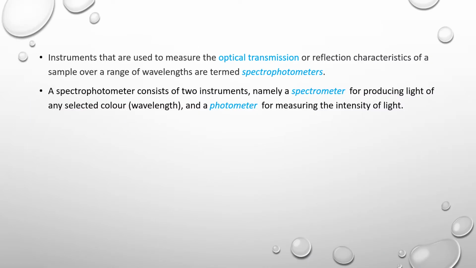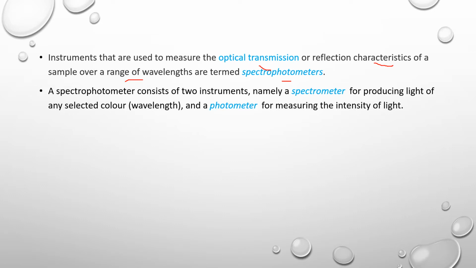So a spectrophotometer is an instrument that is used for identification of chemical substance, its concentration and absorbance over a range of wavelength. Instruments that are used to measure optical transmission or reflection characteristics of a sample over a range of wavelengths are termed spectrophotometer. When a range of wavelengths is passed through a sample, some of the light is absorbed and some of the light is transmitted. So a spectrophotometer detects the transmitted light and it shows the absorbance, concentration and the identification of chemical compound in the sample.